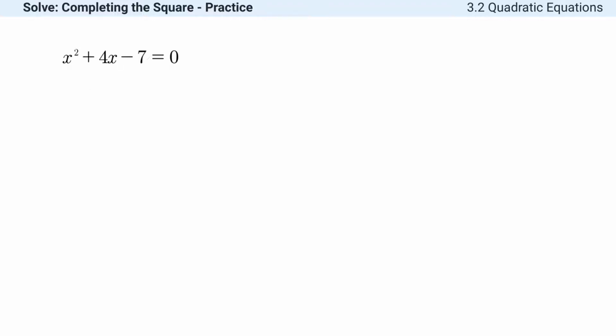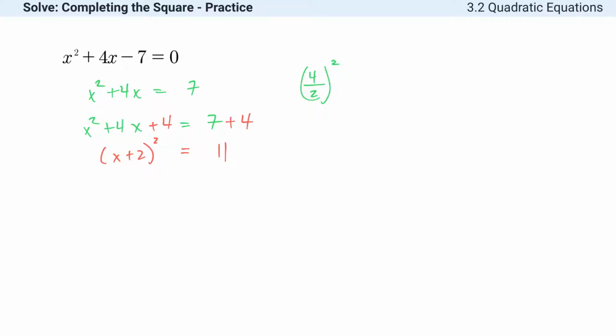Okay, so I'm going to take the 7 and move it to the other side. Then I'll take the 4 and divide it by 2 and square it. So when I do that, 4 divided by 2 is 2, 2 squared is 4. So I add 4 on that side. If I do it on the left side, I also have to do it on the right side. So then this becomes x plus 2 all squared is equal to 11.